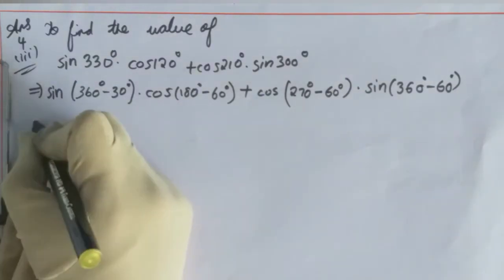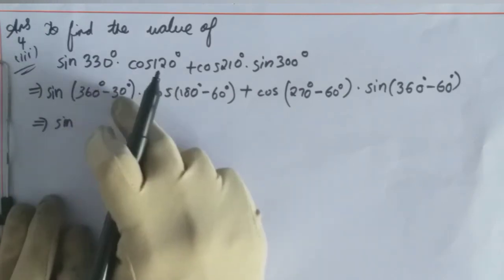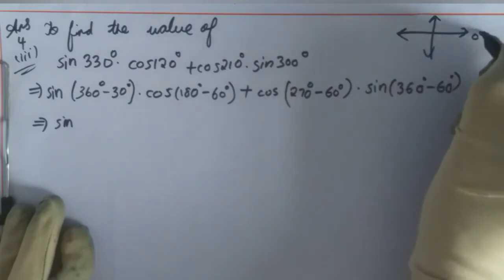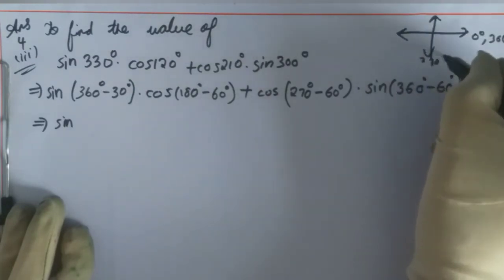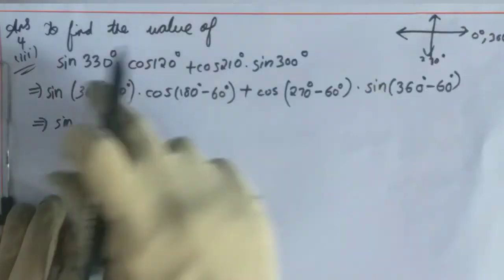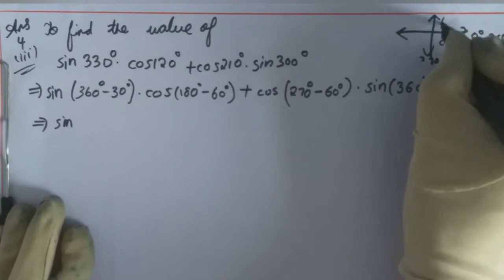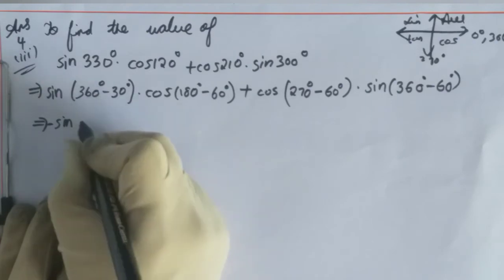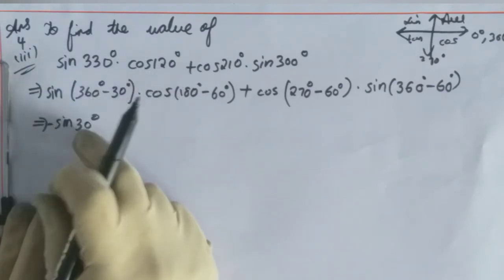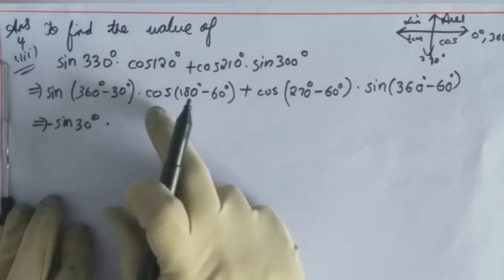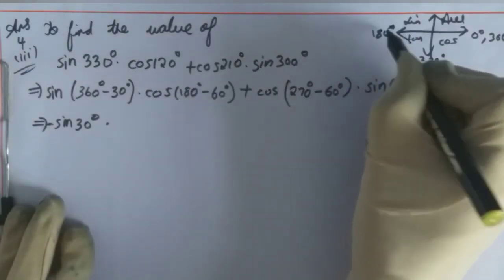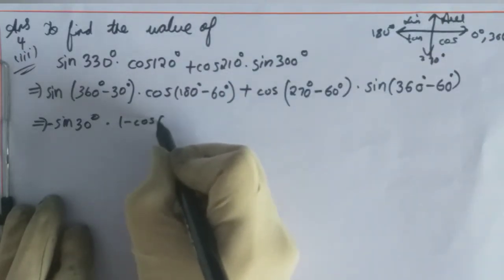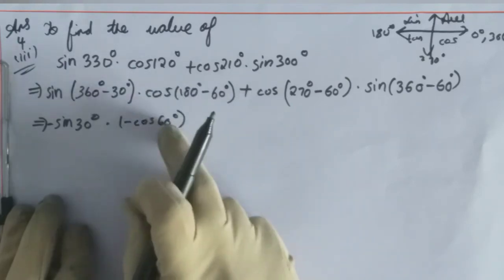Now, what is sine 360 minus theta? Sine 360 minus theta means it will be in the fourth quadrant because this is 0, this is also 360 and this is 270. 360 minus theta means it is in the fourth quadrant. In the fourth quadrant, sine is negative because only cos will be positive there. So it will be minus sine 30, because sine 360 minus theta is minus sine theta, into what is cos 180 minus theta? This is 180. 180 minus theta means it is in the second quadrant. In the second quadrant, cos is negative. So we will have minus cos 60. So cos 180 minus theta is minus cos theta.